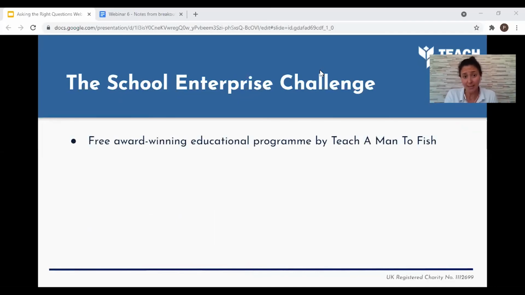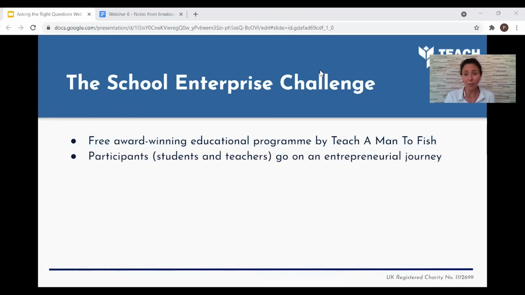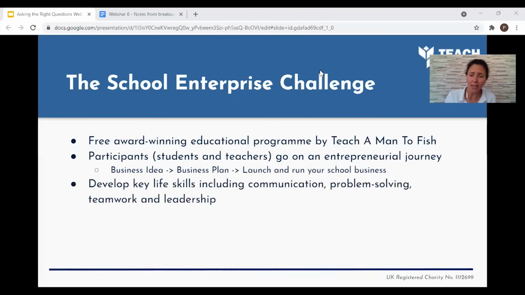So the School Enterprise Challenge is our award-winning experiential learning program, which will guide you as teachers to support your students to come up with a business idea, create a business plan, and launch and run their businesses. So students become young entrepreneurs selling real products or services to real people. Our educational resources, such as the business guide that we've shown before, are going to support you as teachers to guide your students the whole way through the process. And through the program, your students will develop key life skills such as communication, problem solving, and leadership. As a reminder, it's completely free to take part.